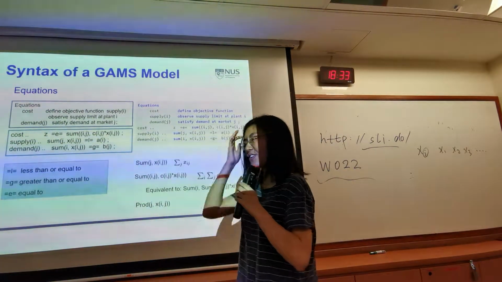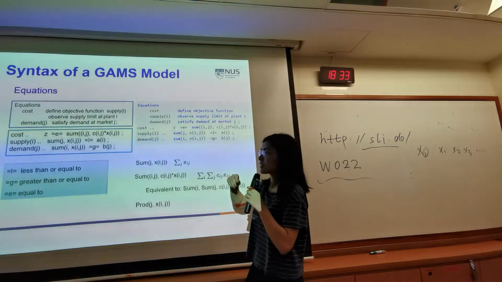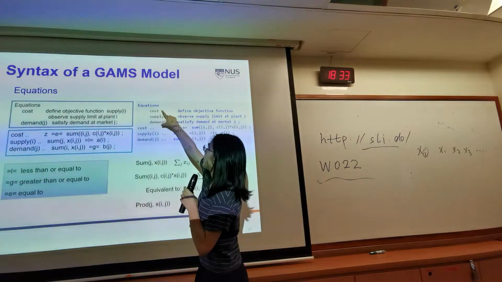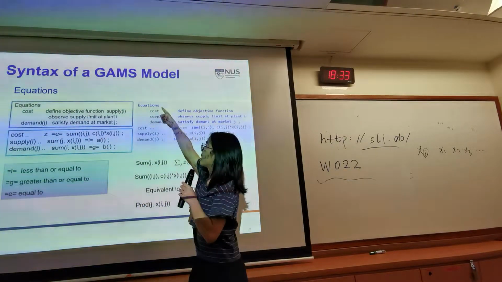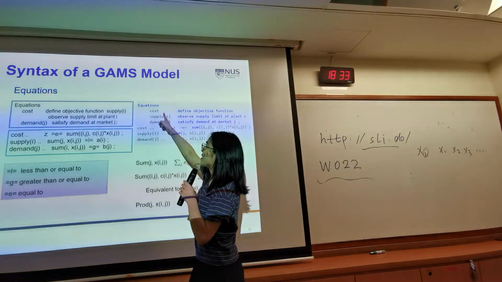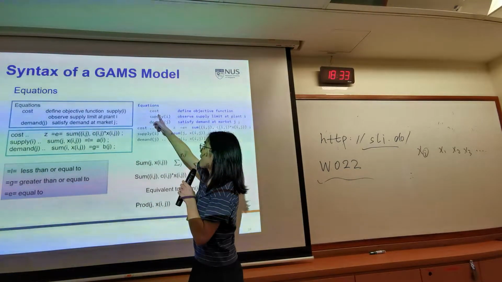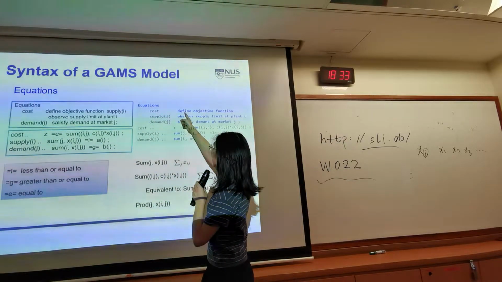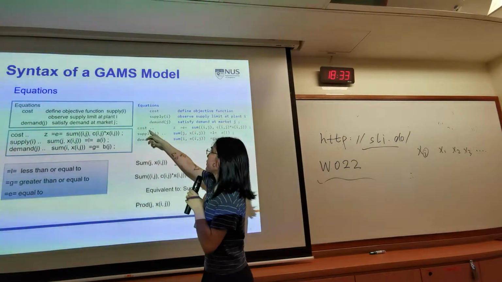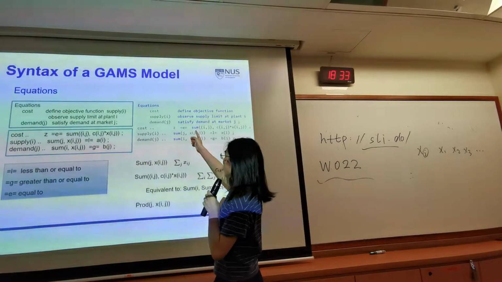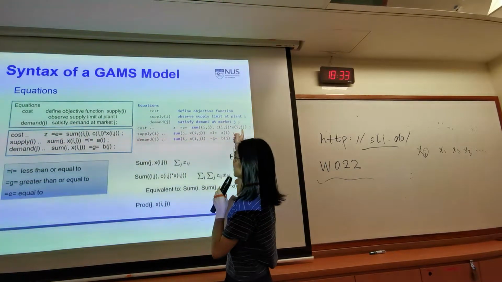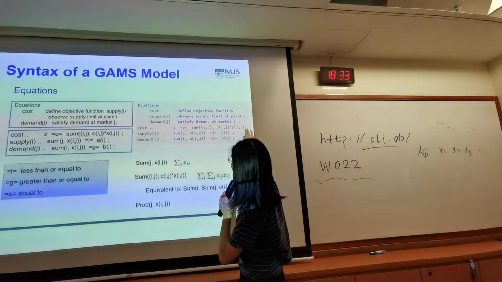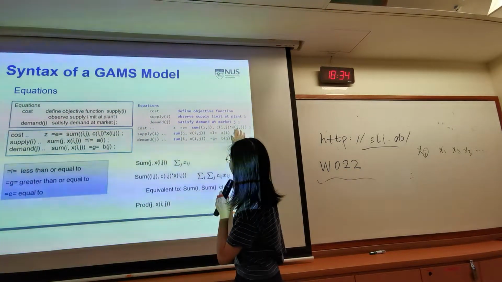Then we can define the equations. Equations definition consists of two parts. First, you put a name to describe this equation. For example, we put cost to define the objective function. Then you write down the exact equation of the cost using the variables and parameters.